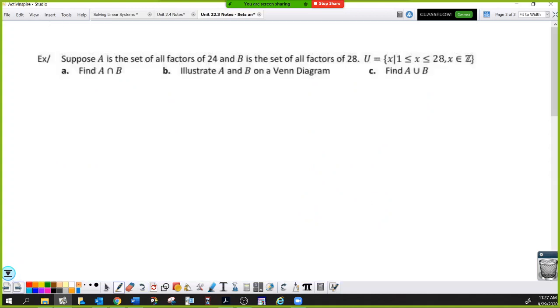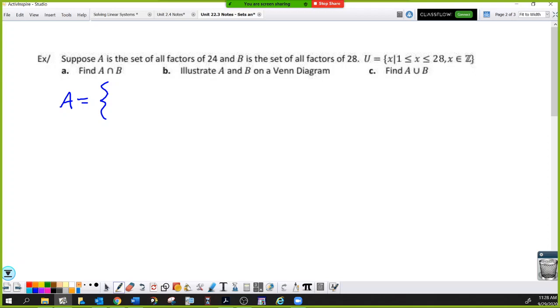Now for this one, rather than coloring them in, this one's not set theory. This one is just creating a Venn diagram and basically drawing it and then answering the question. So it says, suppose set A is the set of all the factors of the number 24. Oh boy, there's a bunch of them. Well, first of all, A is the set, and so we use braces to describe a set.